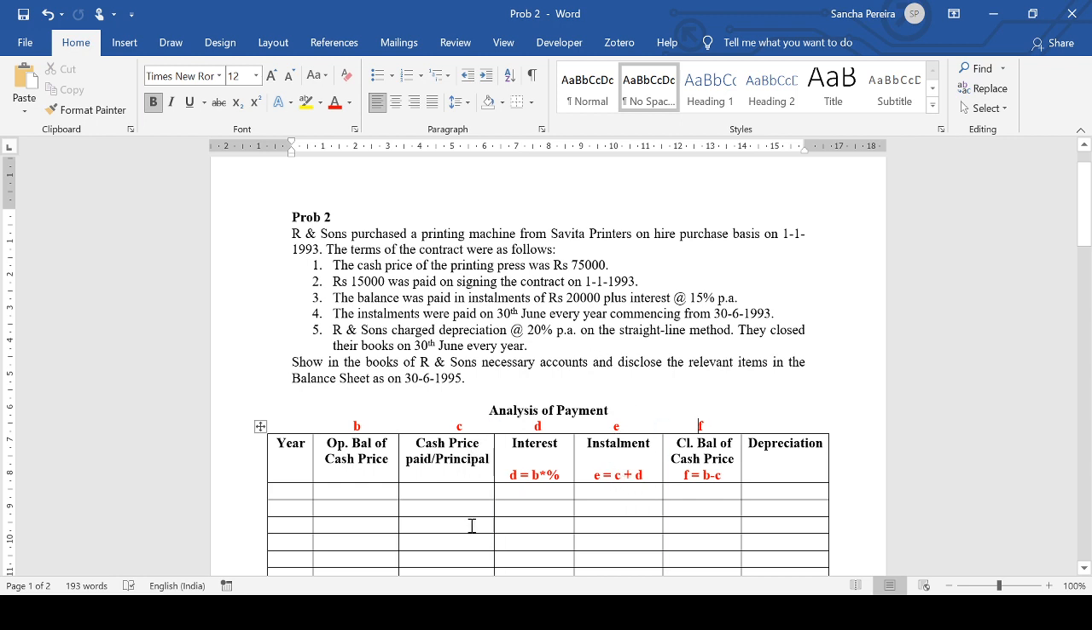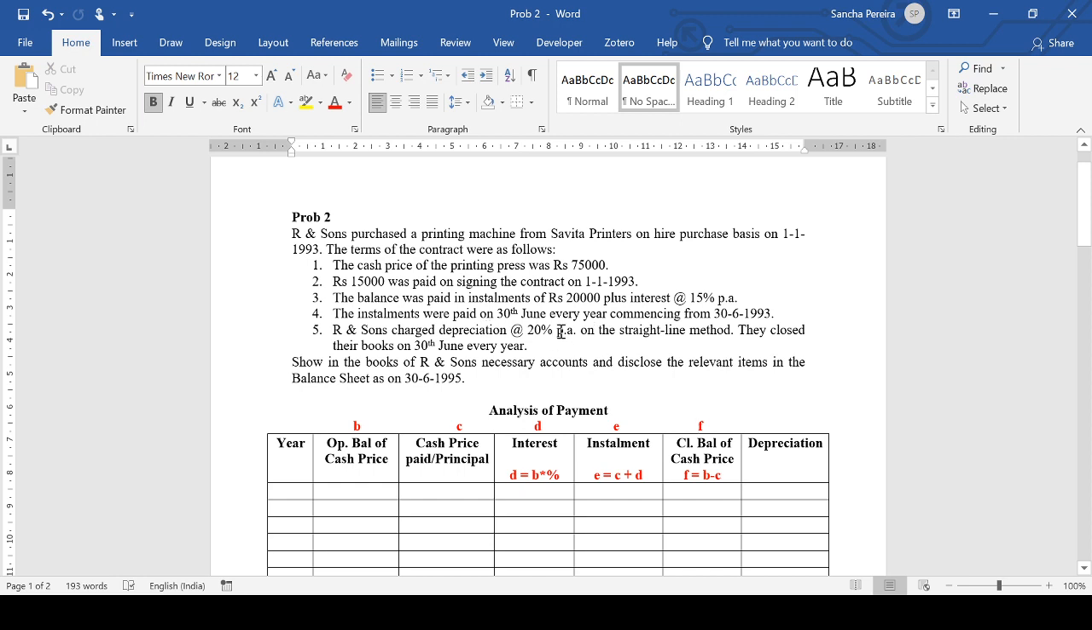So what will be 20,000? The interest will come from this column, and your cash price paid here will be 20,000. There's a slight difference in this problem as compared to the last problem because of this statement. If they had just said the balance was paid in installments of rupees 20,000 each, then that entire 20,000 would come here. But what they have said is that the installments are 20,000 plus interest. That means the interest is not included in the installments in this problem.